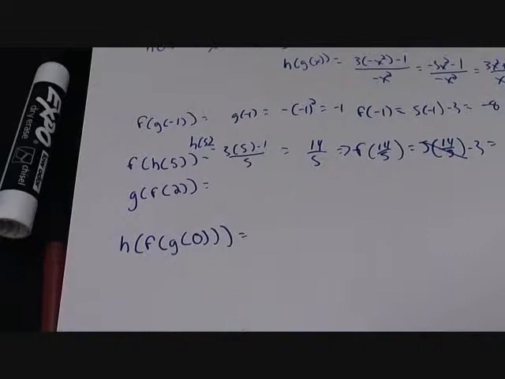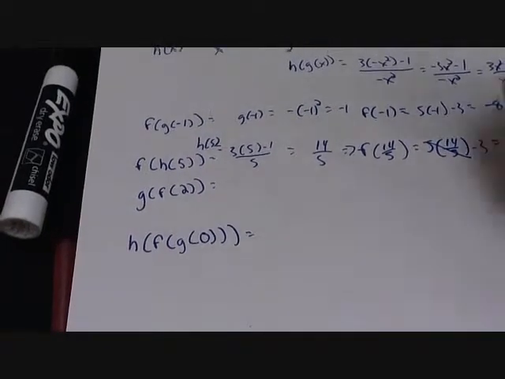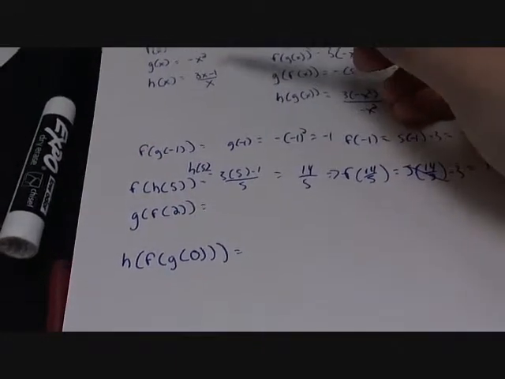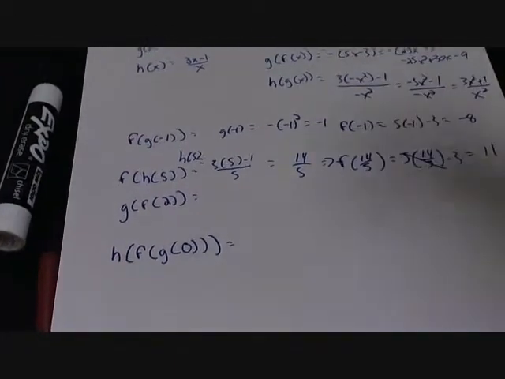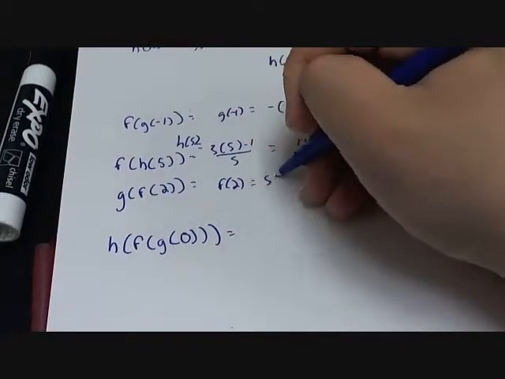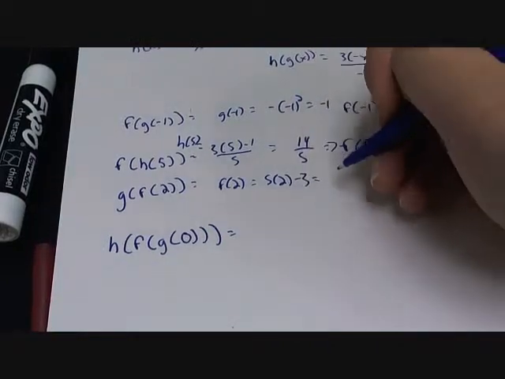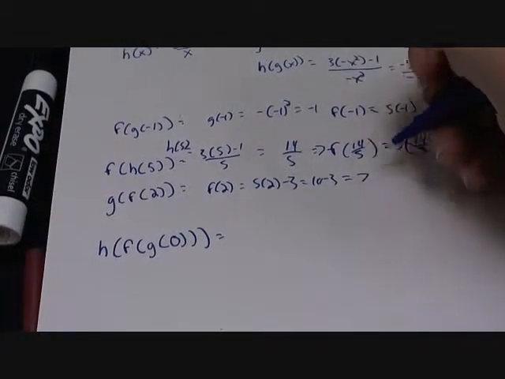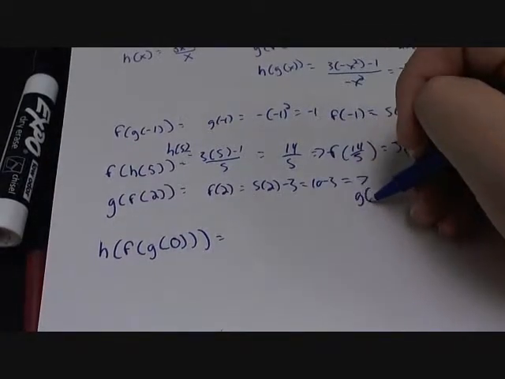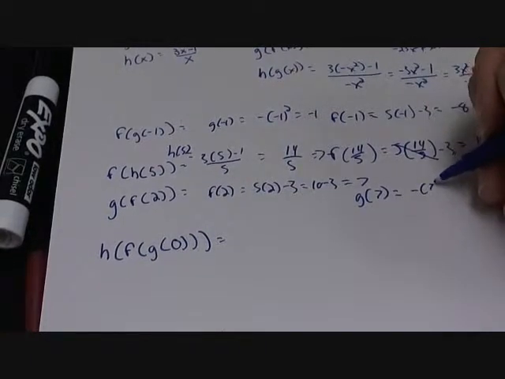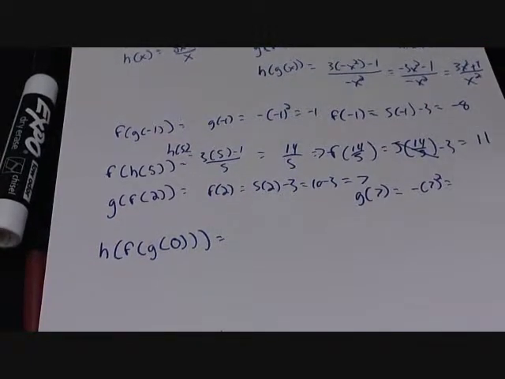So g of f of 2. What do we do first? That's right, plug in our 2 into our f function, 5x minus 3. So f of 2 is equal to 5 times 2 minus 3. So you go to 10 minus 3, which is equal to 7. Now this 7 is going to go inside our g. So this is g of 7, which is equal to negative 7 squared. 7 squared is 49, times negative is negative 49.